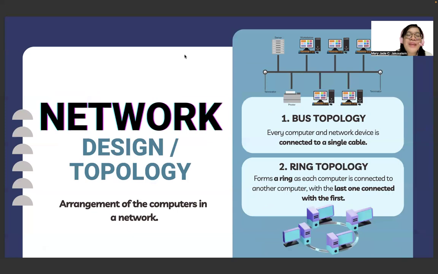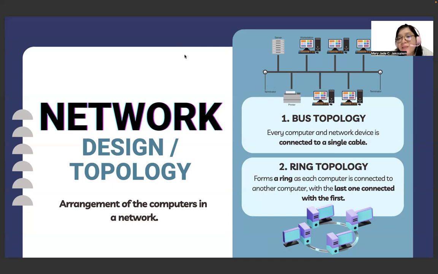Then we have here the different network designs, or what we call topologies. So what is a topology, or a network design, or a network topology? It's the arrangement of the computers in a network. We use different types of topologies because we arrange them depending on our needs and on the circumstances that surround it. So first, we have the bus topology.